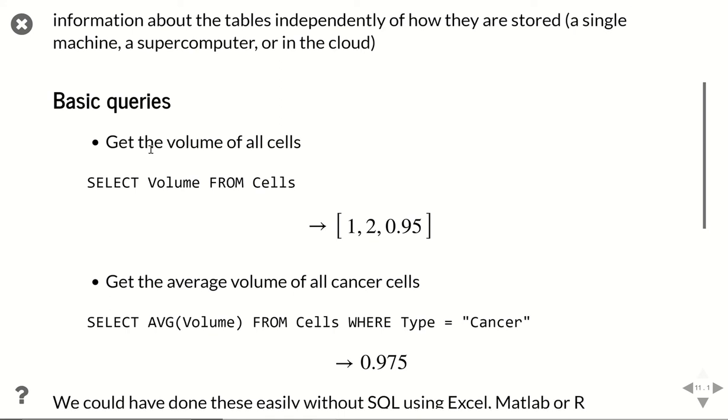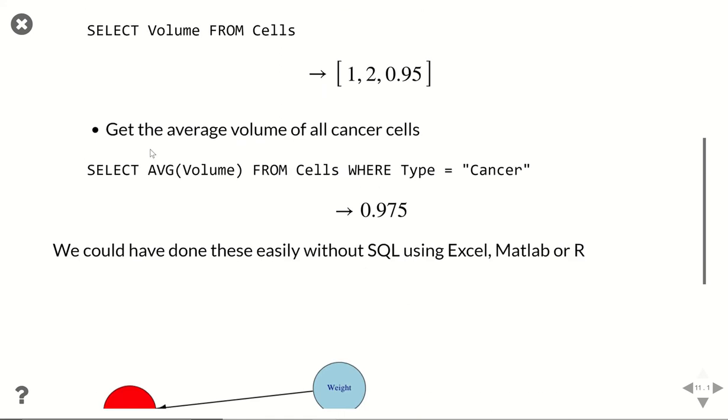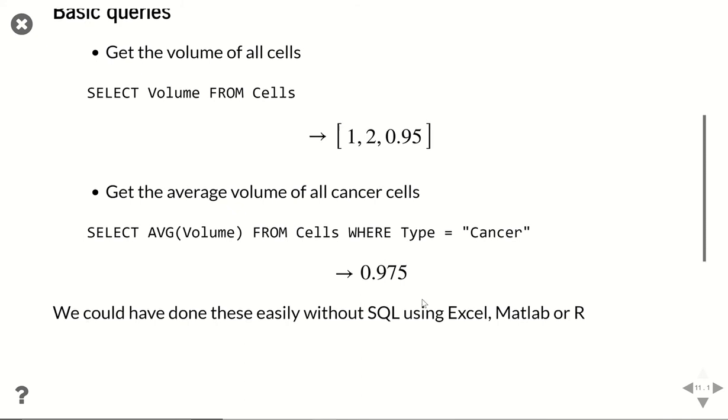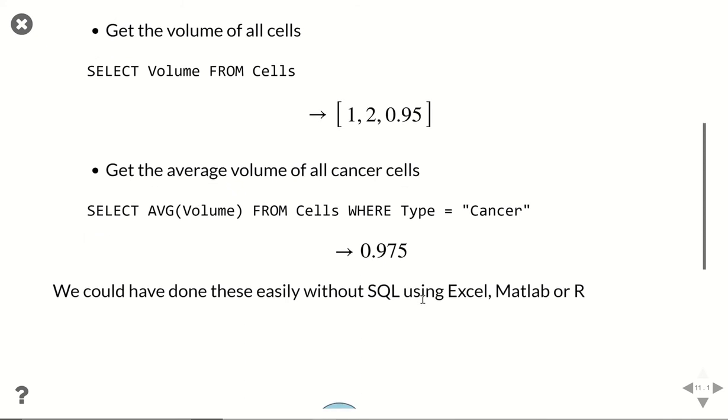And so the basic queries that you perform in SQL are things like SELECT volume FROM cells. If you do that, it basically just extracts that volume column. It's a very basic statement. The capital words here are the SQL commands themselves. Then you can have SELECT average volume FROM cells WHERE type equals cancer. And so here you can see what's the average volume of a cancer cell.